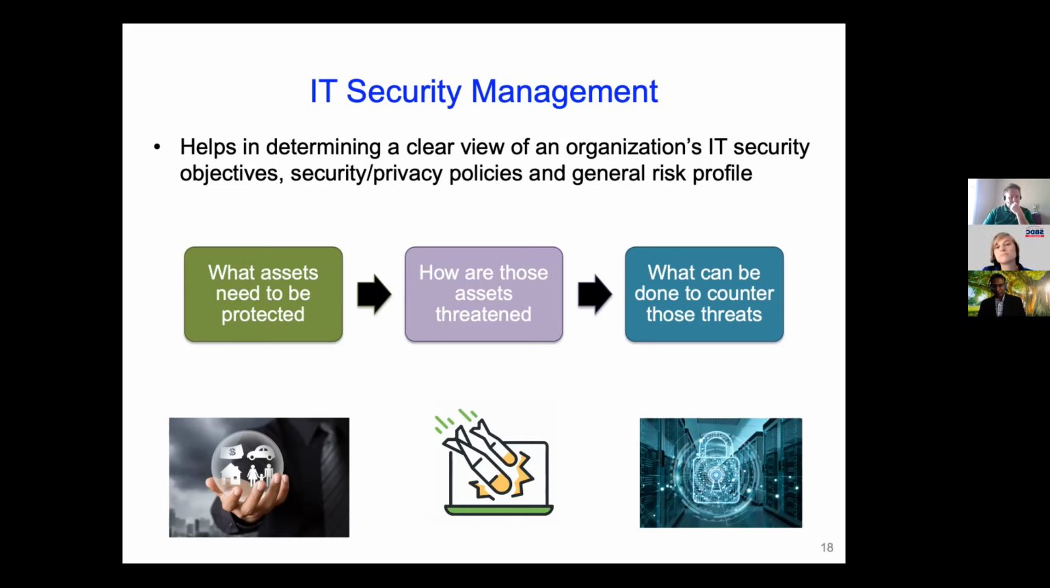To have a clear view, to come up with a security plan which has certain objectives, some policies, and, like we were just talking about with Jason, a general risk profile that you are happy with for your business. So you ask these three questions: What assets need to be protected? How are those assets going to be threatened? And what can you do to be prepared to counter those threats?